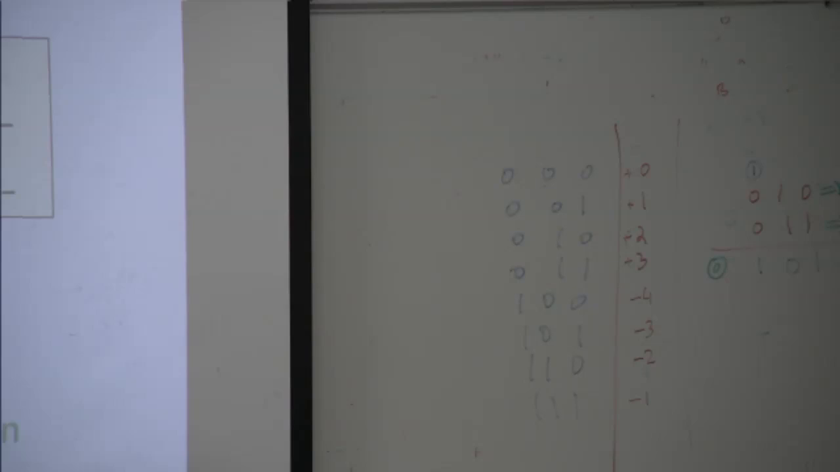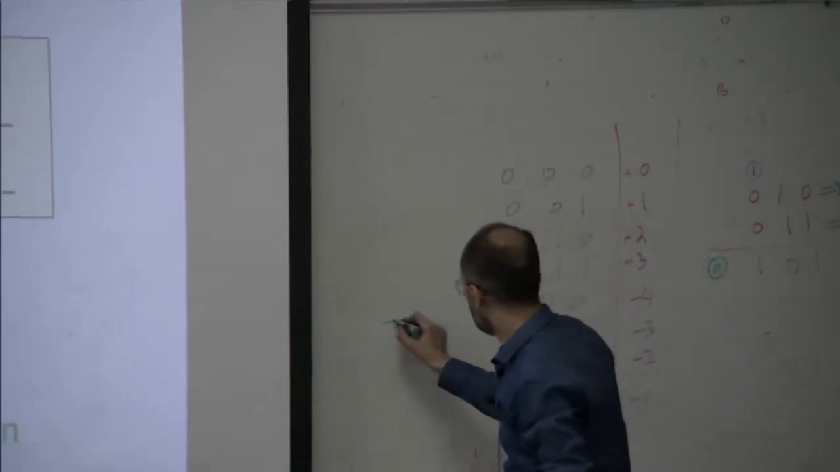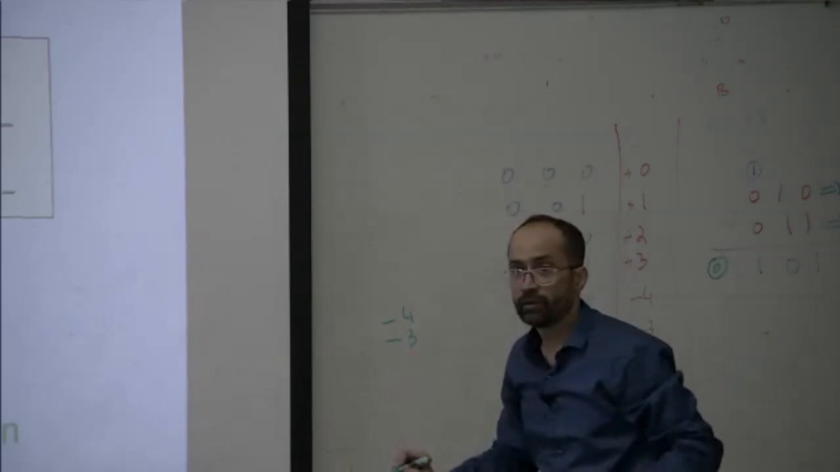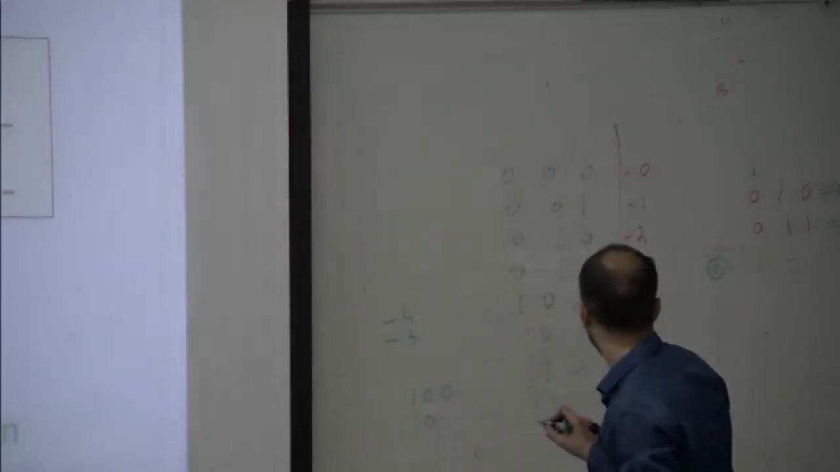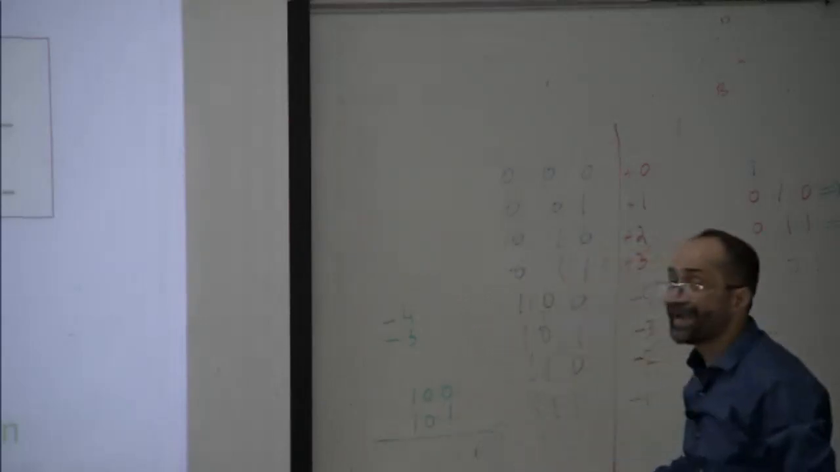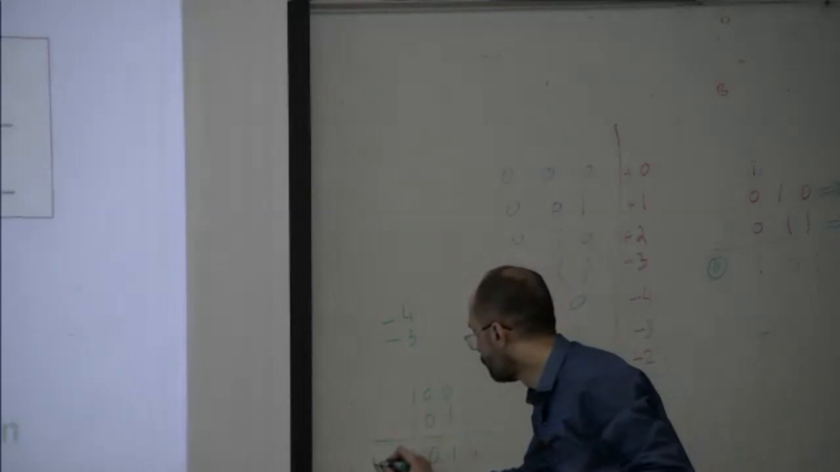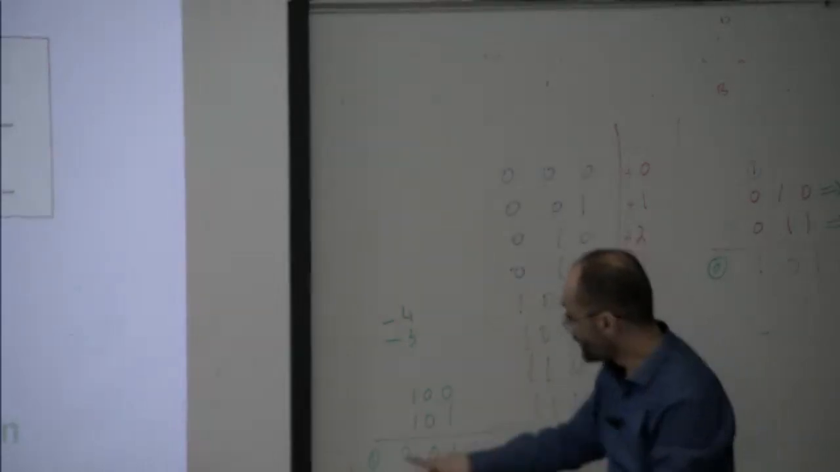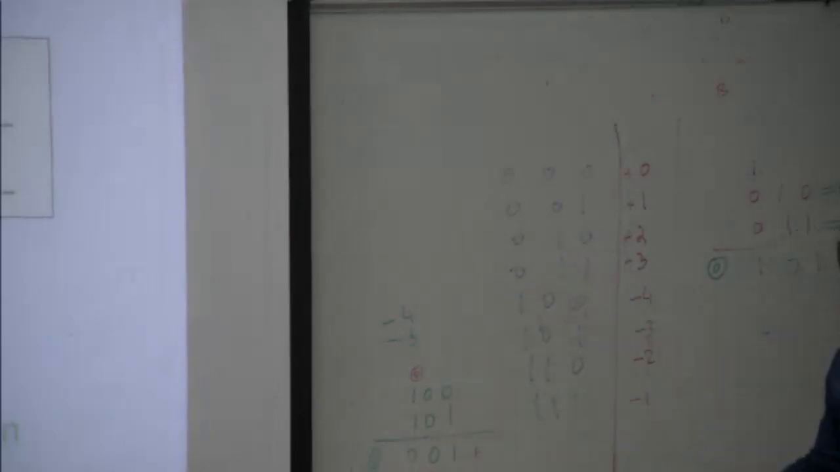Got it? Okay, now take another example. Small example, doesn't matter. So now we say minus 4 and minus 3. What is the code for minus 4? 1 0 0. What is the code for minus 3? 1 0 1. We added 1 0 0 and 1 0 1, and then what? 0 0 1. Okay, now can you see here? Now there is a carry out. What is carry in? Are they same or different? Different. There is an overflow. You got it?